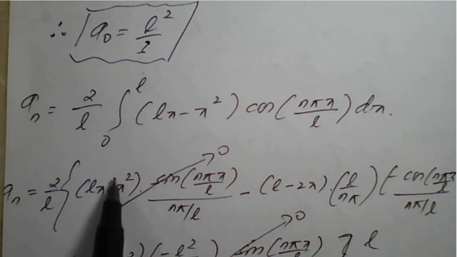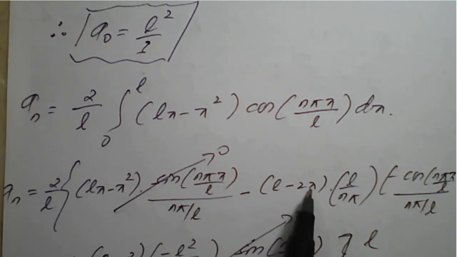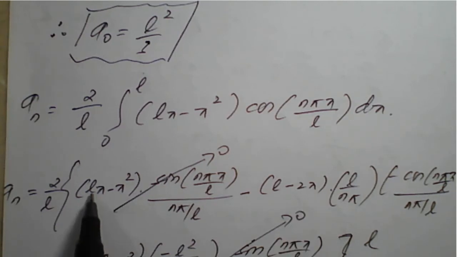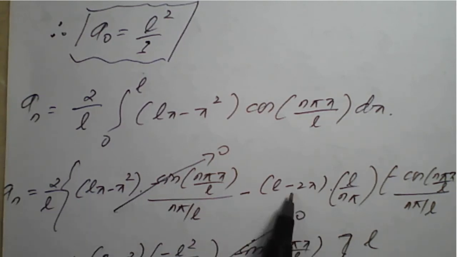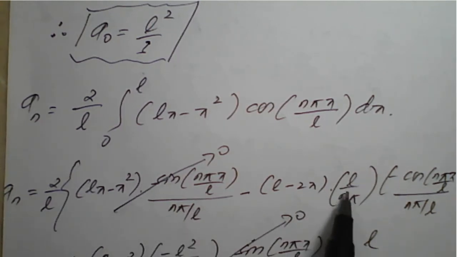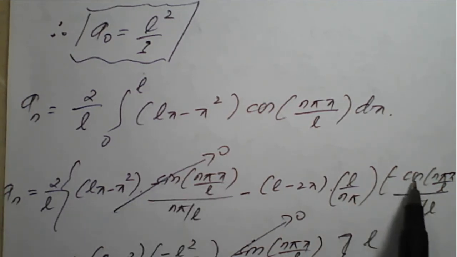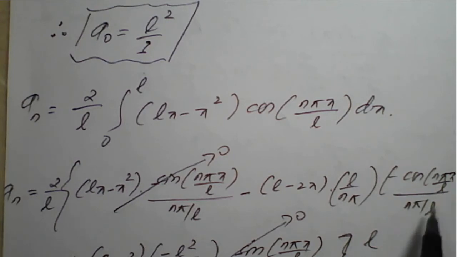So the formula: differentiation of Lx minus x square is L minus 2x, because L is constant; differentiation of x is 1, and differentiation of x square is 2x here. So this n pi upon L we need to carry, it will become L upon n pi. Integration of sine n pi x upon L is nothing but minus cos n pi x upon L divided by n pi upon L.